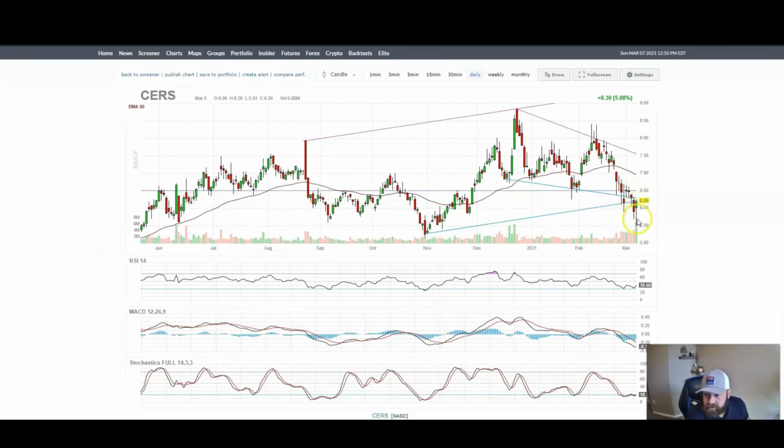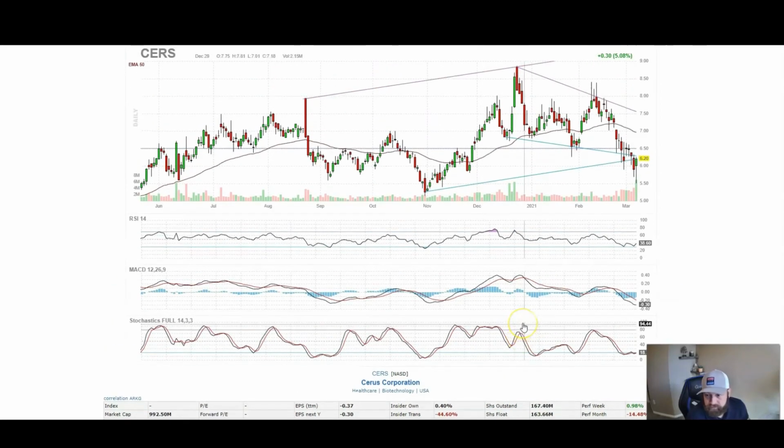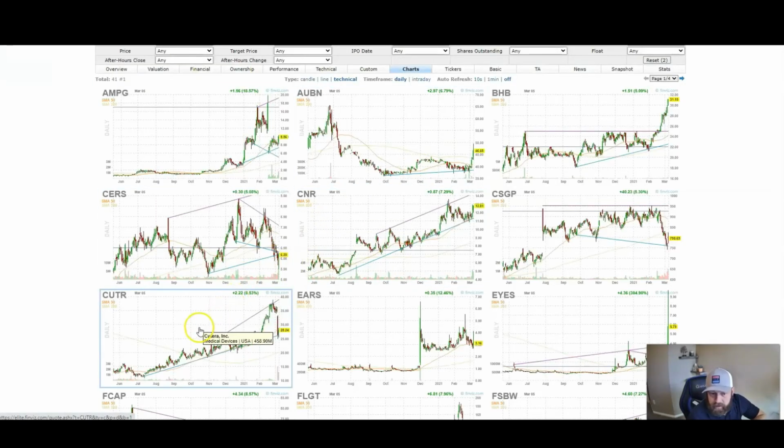Got a lot of resistance. Nice candlestick here. Obviously had huge volume, huge flow, 163 million shares. Yeah, I'm not going to be interested in that.